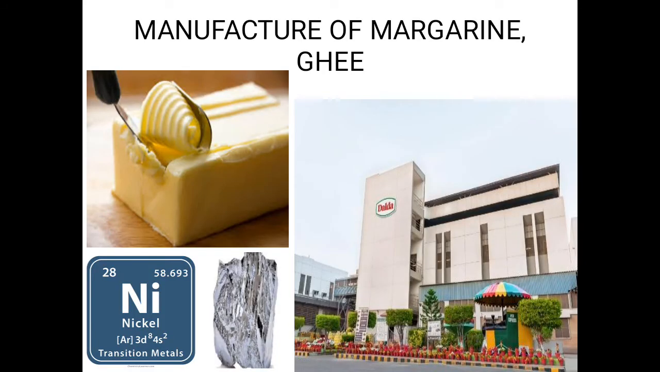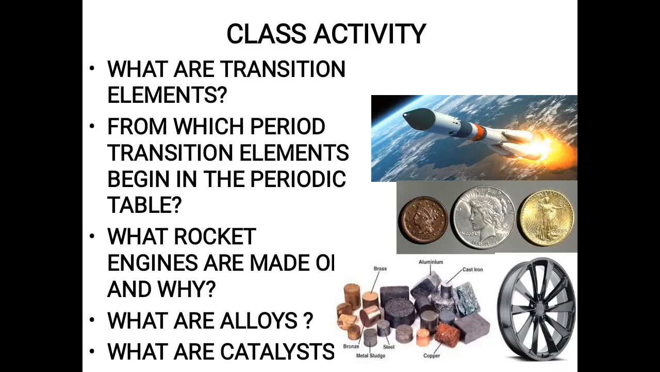The next is nickel. Nickel is again a cheap metal but it is used widely in making margarine and ghee. Basically the reaction involves hydrogenation of unsaturated compounds, unsaturated hydrocarbons, in the presence of nickel to get a better yield. So transition elements are widely used because of their unique and distinctive chemistry.